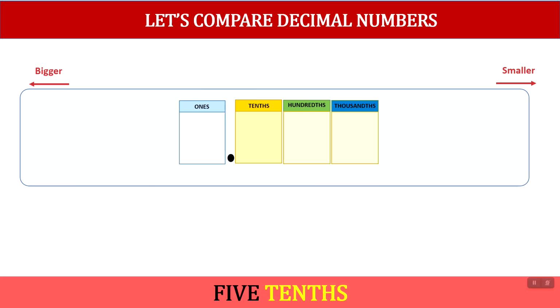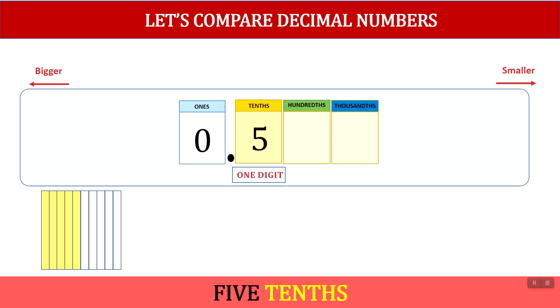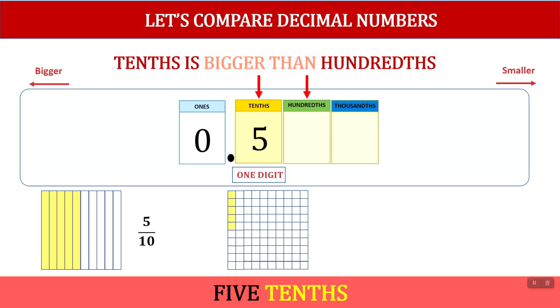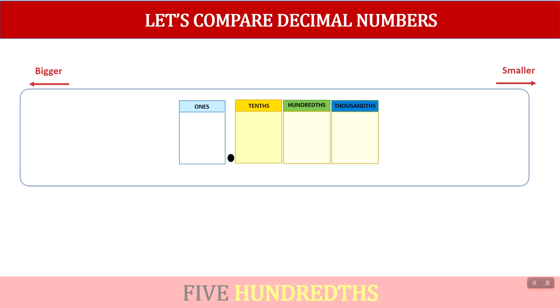Let's look at 5 tenths again. We put a 5 in the tenths column and a 0 in the ones column. We know that's 1 digit after the decimal anytime we talk about tenths. Represented here in this diagram, 5 out of 10. Look at the tenths column. Tenths is bigger than hundredths. Tenths is to the left of the hundredths, which makes it bigger. 5 out of 100, shown here in this diagram, you can see that the amount of space is smaller than 5 tenths. Now let's look at 5 hundredths.